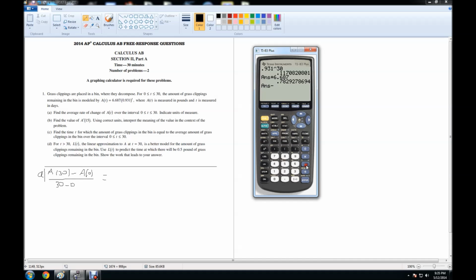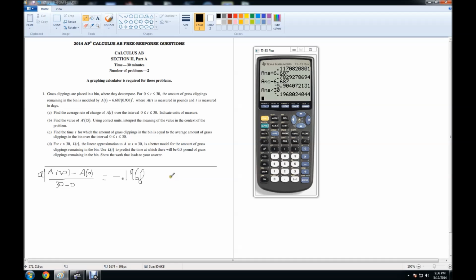So I'm going to right now subtract that from A(0). Now anything to the power of 0 is 1, so it's really just subtracting 6.687. That's equal to negative 5.904 something divided by 30, and we get our answer of negative 0.1968.